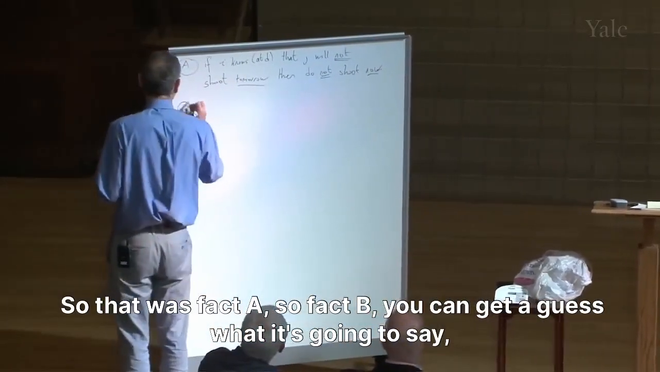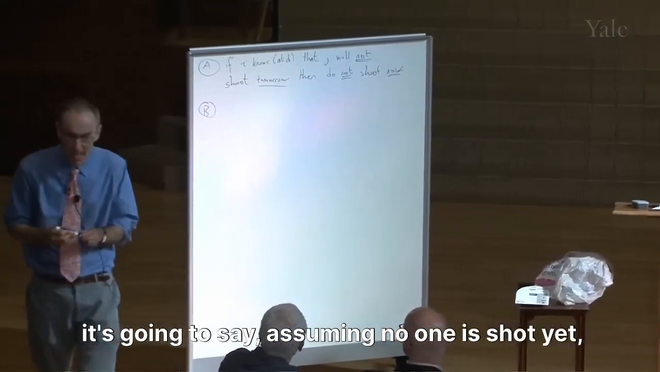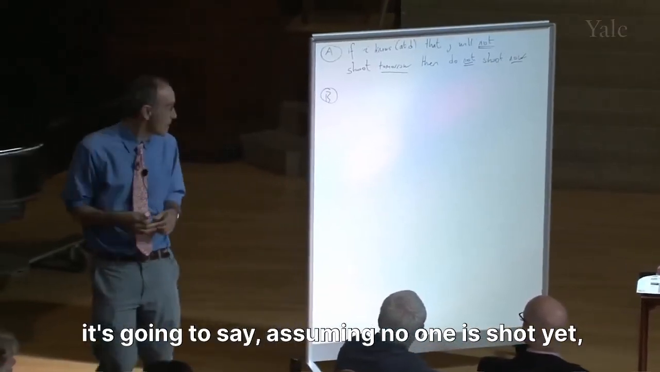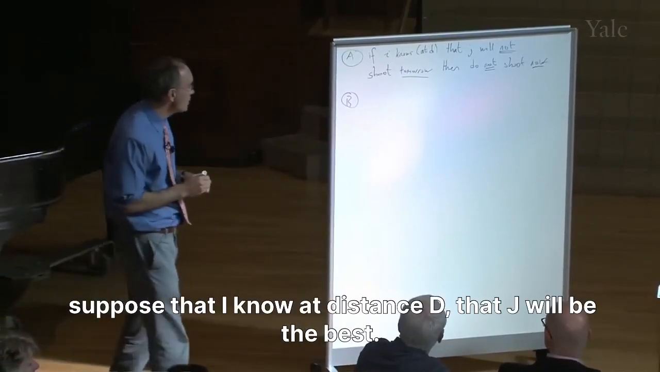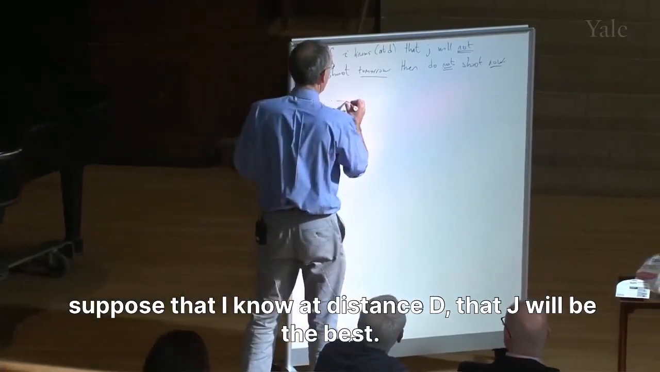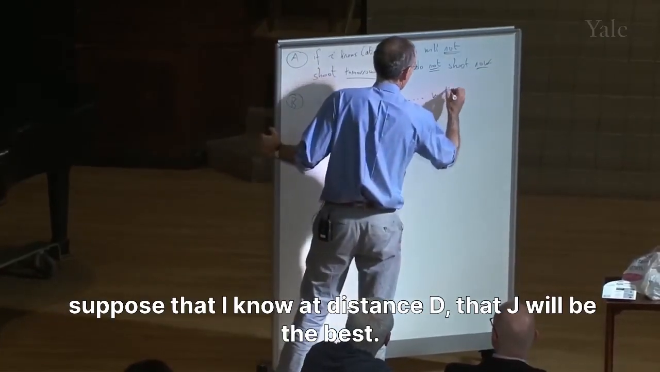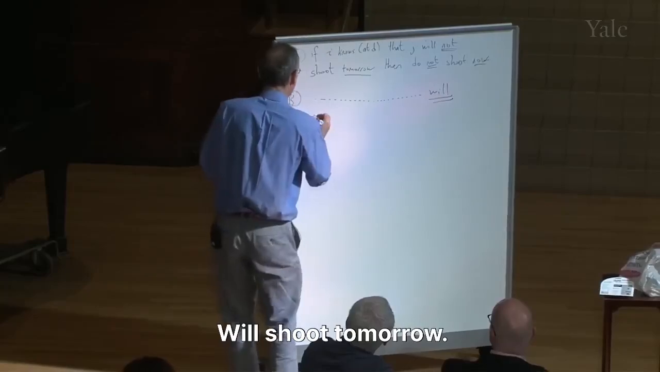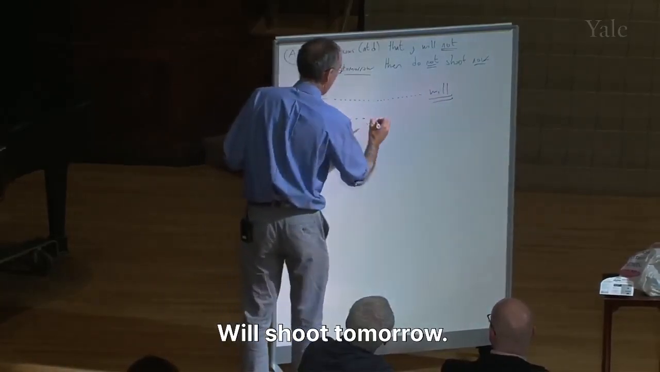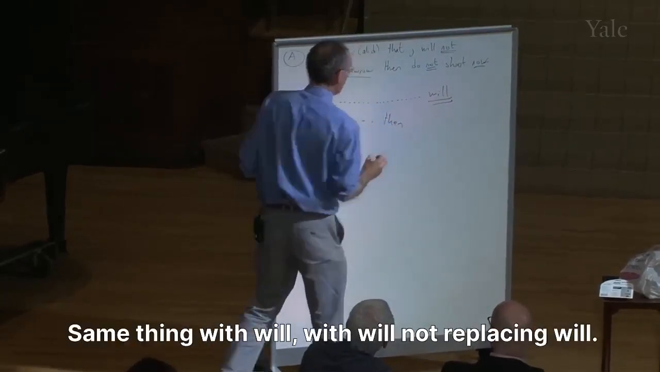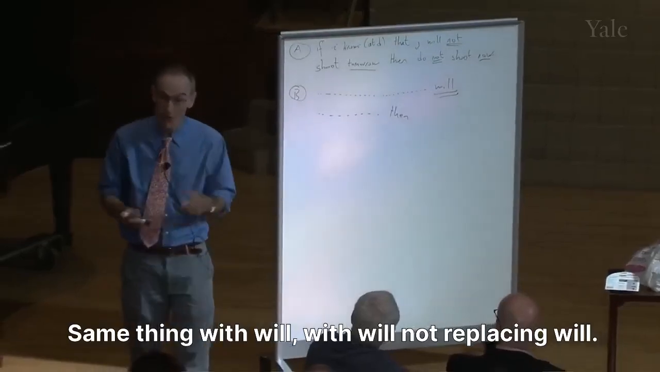So fact B, you can kind of guess what it's going to say. Assuming no one has shot yet, suppose that I knows at distance D that J will shoot tomorrow. So it's the same thing, with will replacing will not.